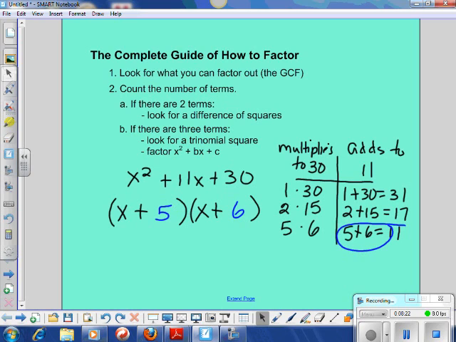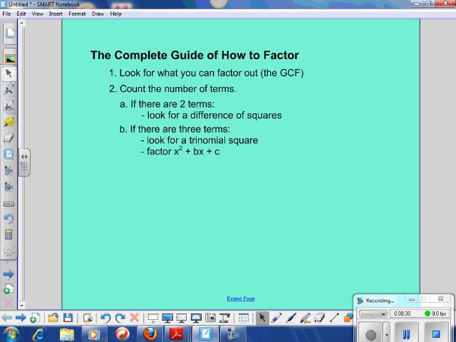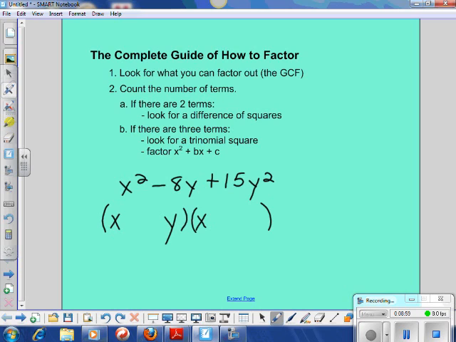Now, I want to look at it a little bit differently. Let's look at what happens when we have a negative in there. So let's take x squared minus 8xy plus 15y squared. Well, remember before how we started? We knew that the first term was x squared, so each one of these has to start with an x. But look at our last term. We've got 15y squared. So I know that y has to be a term in each one of these, and it goes at the end.